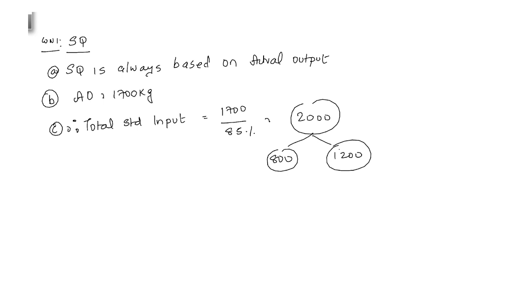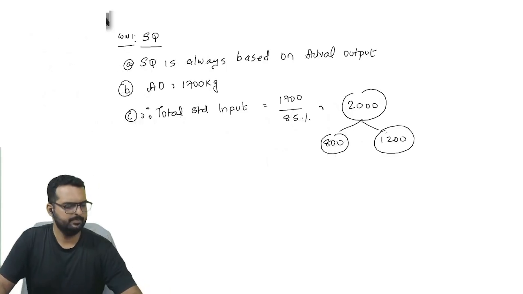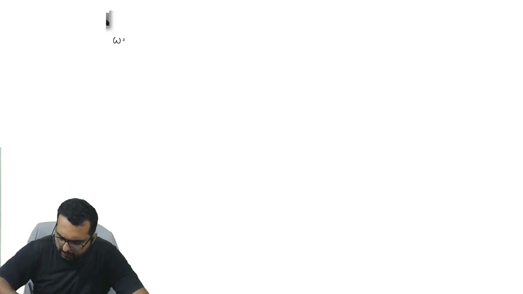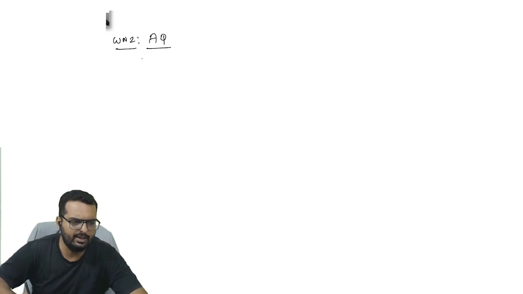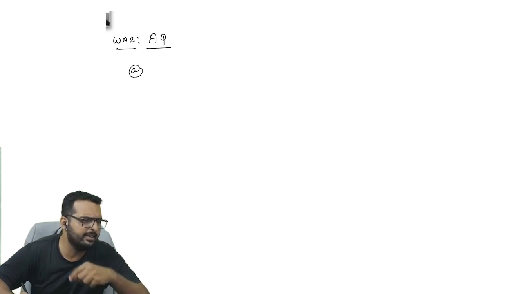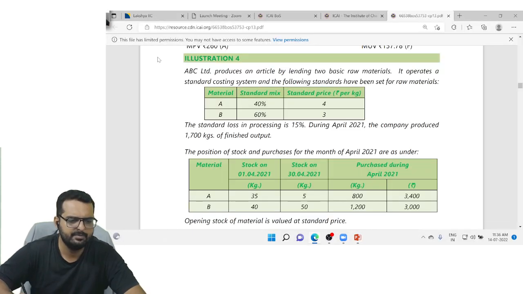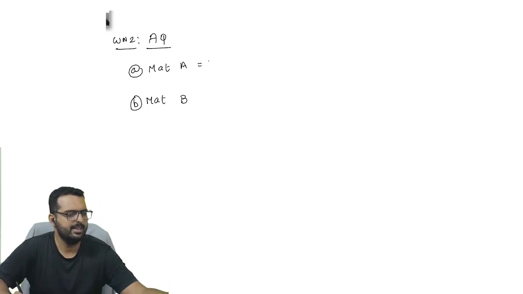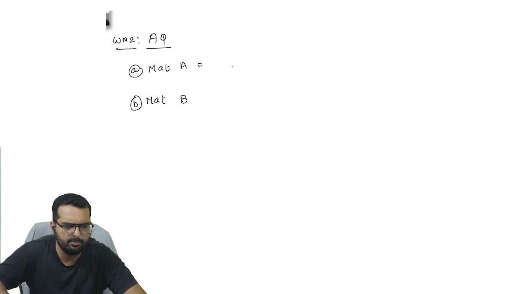Friends, I believe you're all done writing this. All right, fine. Friends, now this is SQ. Same way now we have to find out AQ. Friends, how do you find out AQ? I will tell you now. AQ is what? Material consumed or material purchased? It is consumed. How do you find out the consumed material?